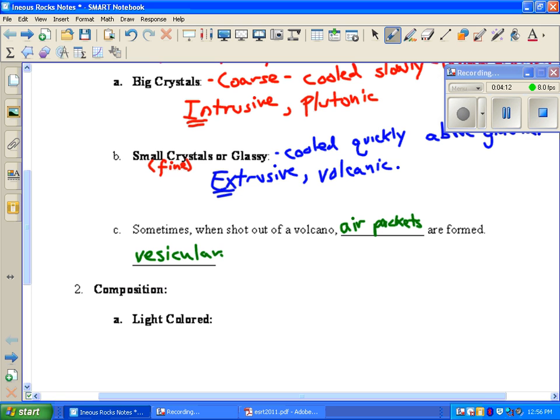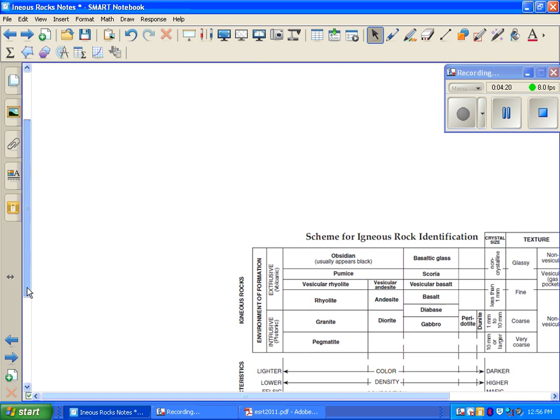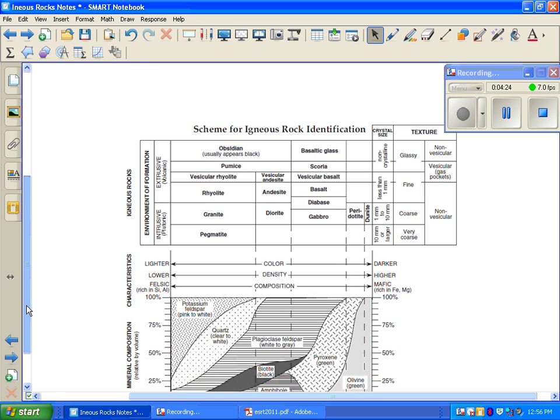Now that seems like a lot of terms to memorize. We have intrusive, extrusive, coarse, fine, and all that. But if you look on the reference tables on page 6, you'll find this chart, and it has the information on it. Okay, we have over here intrusive. We have that it has coarse or very coarse, big crystals. So all that information is on the reference table. You just have to know where to find it.